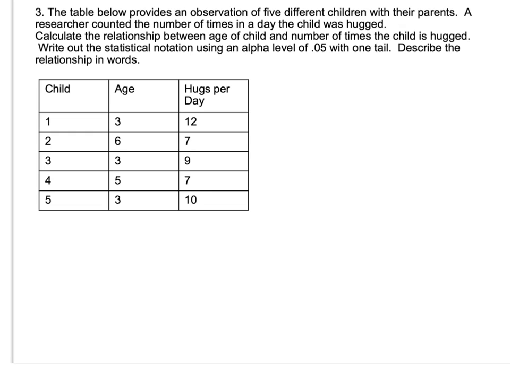Additionally, it wants us to write a statistical notation and then to describe the relationship in words. So what we're going to do then is first calculate R. Then we're going to look for the minimum R to see if it's significant or not, if it meets that threshold. And then finally the notation. So we have 3 things to go through here.